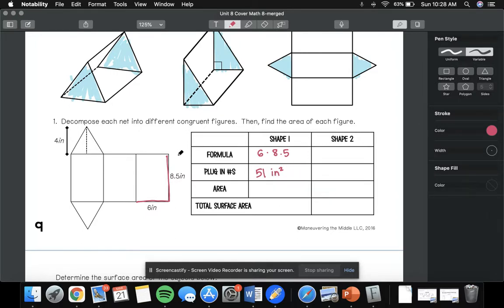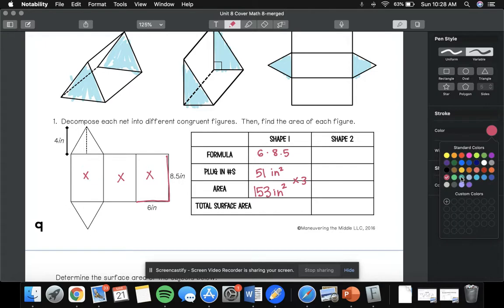And then we have to look and say, do we have any other ones that are the exact same shape? Yeah, we have this one, and this one. These are all the same shape and size. So we are going to triple that to get the total for those 3 rectangles. So that would be 153 square inches total. All right. Next, we have our beautiful triangles.